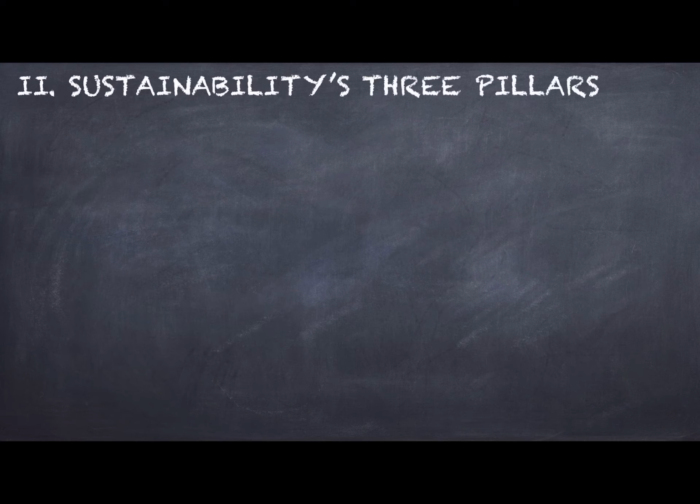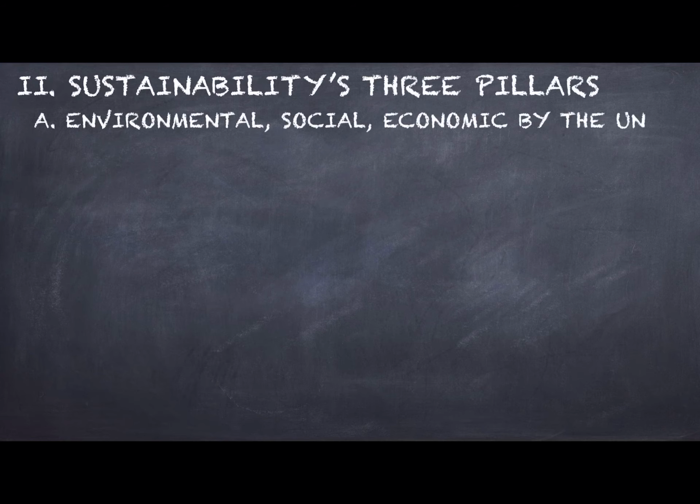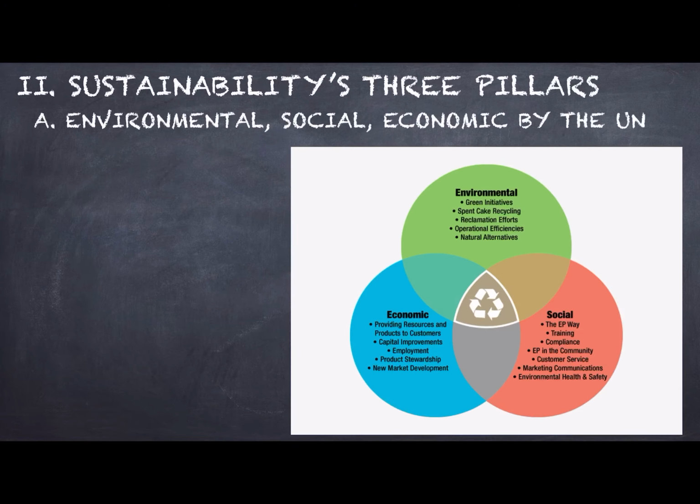Now, sustainability is famous for having three pillars. It talks about three different topics within the topic of sustainability. Those three pillars are called the environmental pillar, the social pillar, and the economic pillar. These three pillars were named by the United Nations, okay? This is a really big deal when people started to think about the future and the environment and so on.